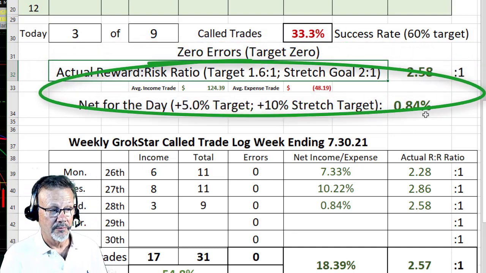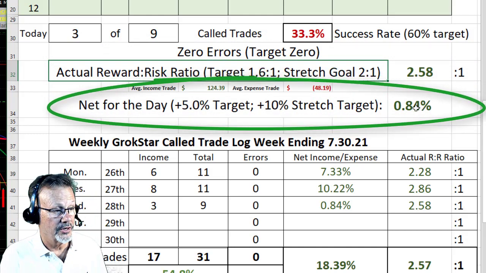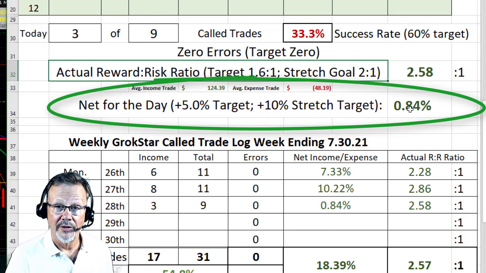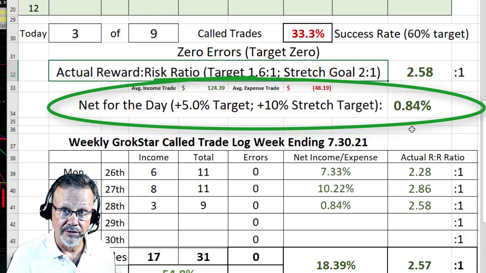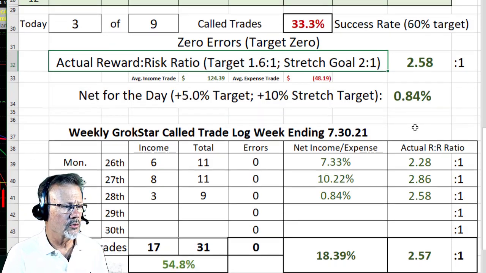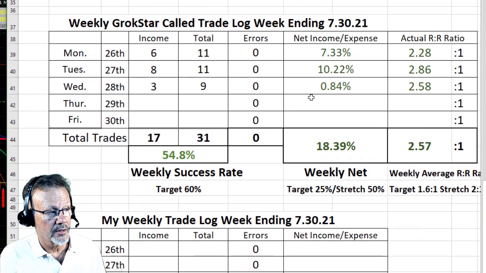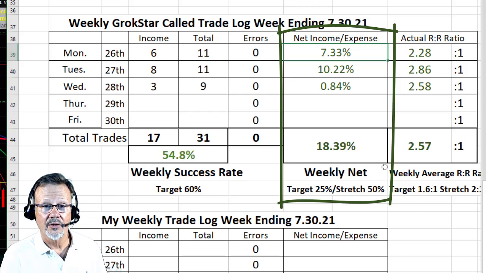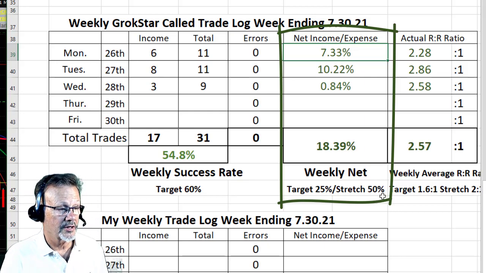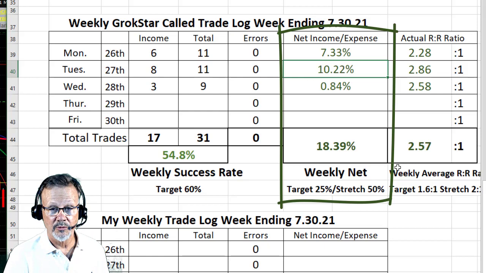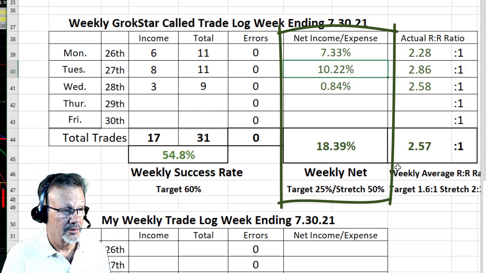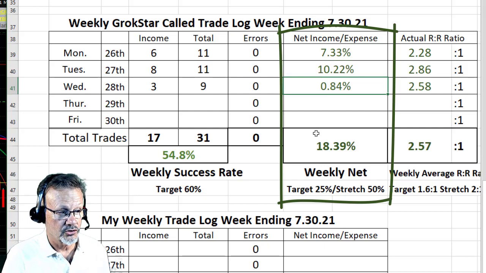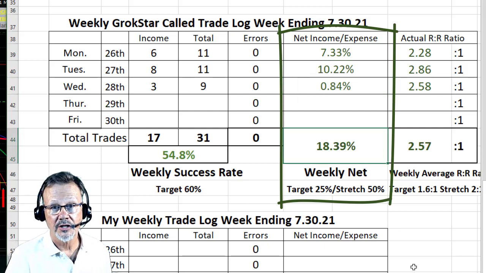So that's how we end up making just under 1% there for the day. With our model portfolio, that's about $80. But boy, that certainly beats being minus 250, doesn't it? But if you take a look at what we did in this week so far, on Monday we were net 7.3%, exceeded our 5% target. We were at 10.2% yesterday, and that exceeds our stretch goal of 10%, and then just under 8 today. So for the week we're above 18% net for the week.